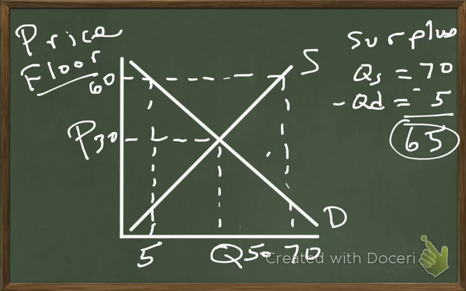So again, just to emphasize visually where the amount of the surplus comes from, it's this triangle right here, the area of that triangle, which is above the market clearing price. And that's how you figure out price floor versus price ceiling.